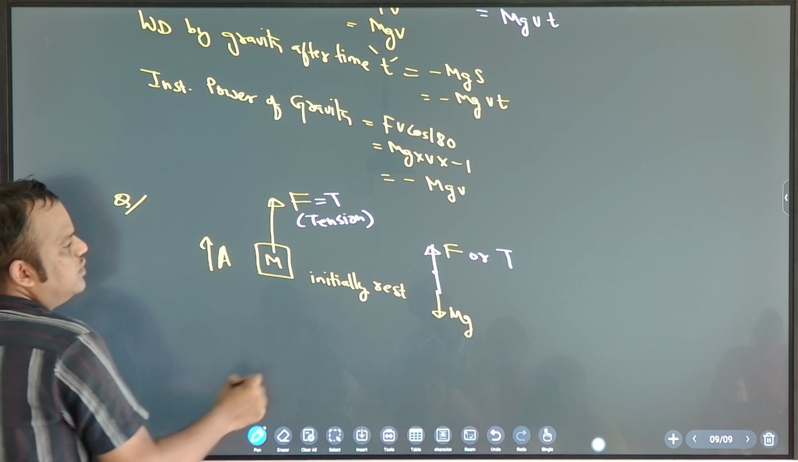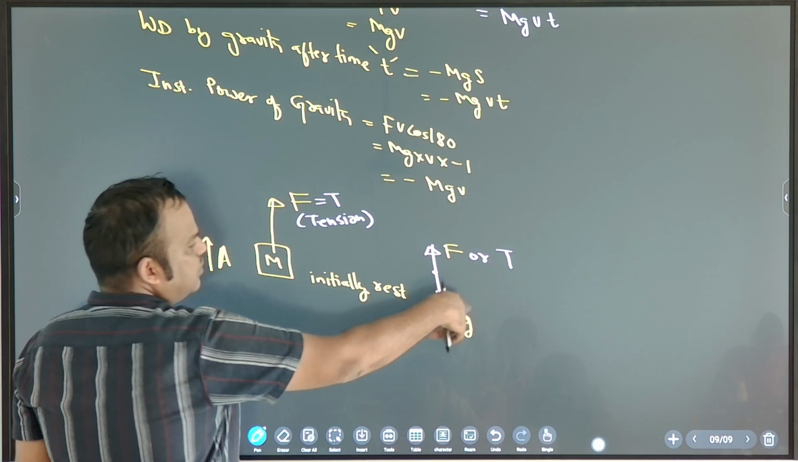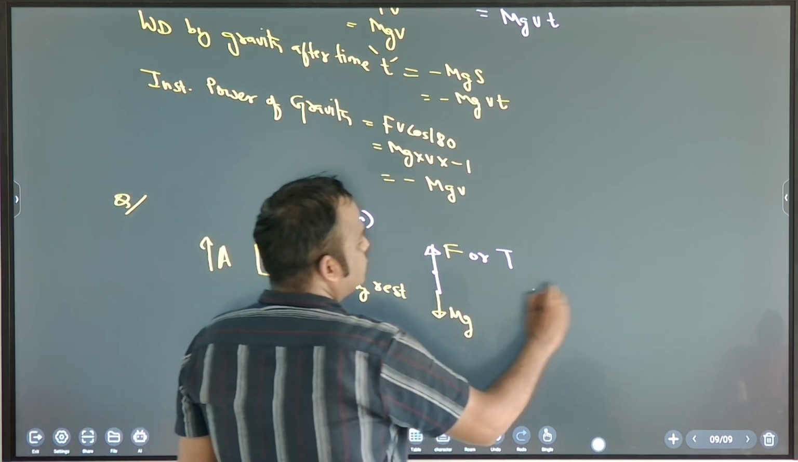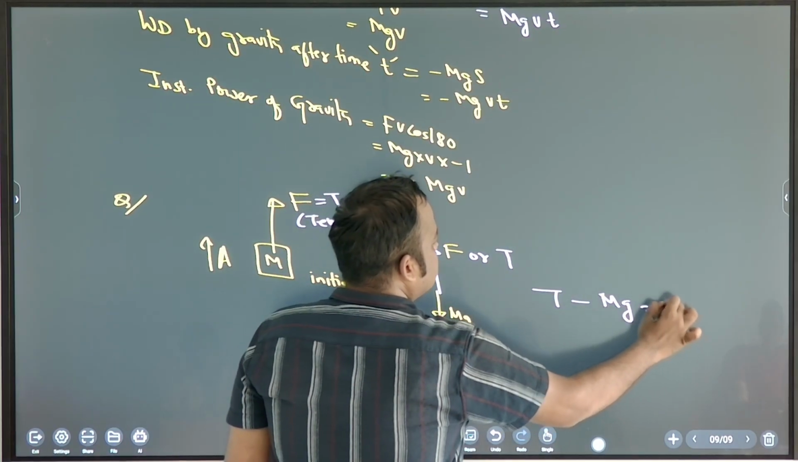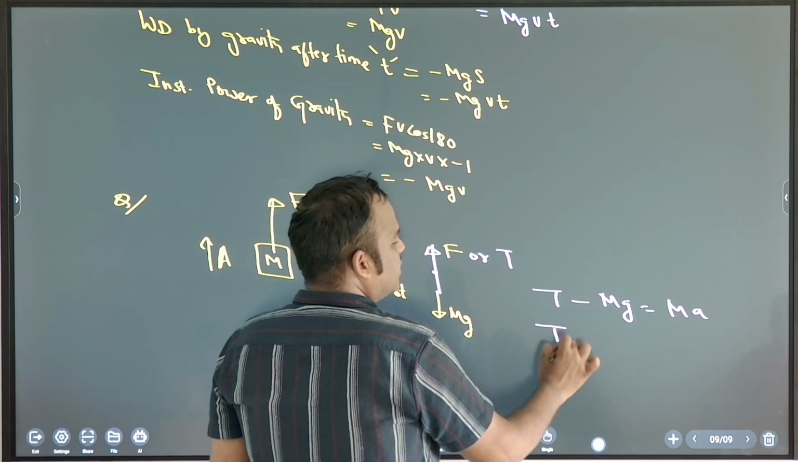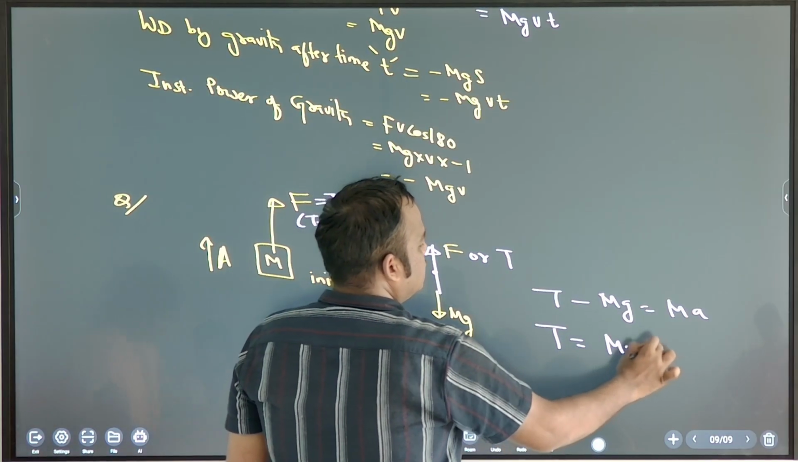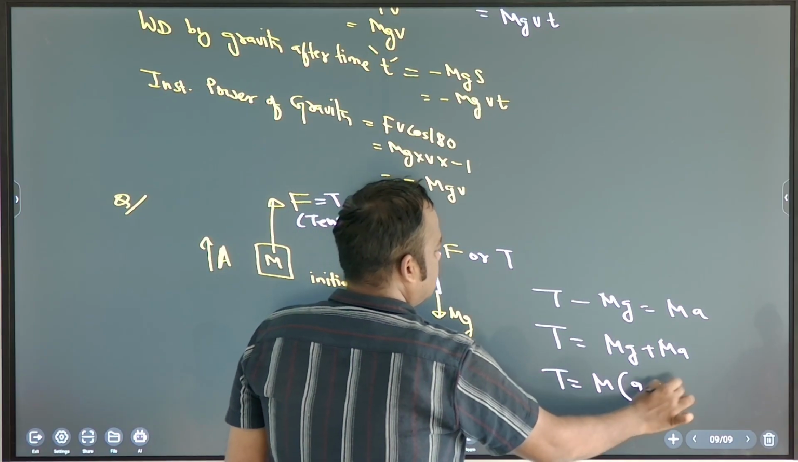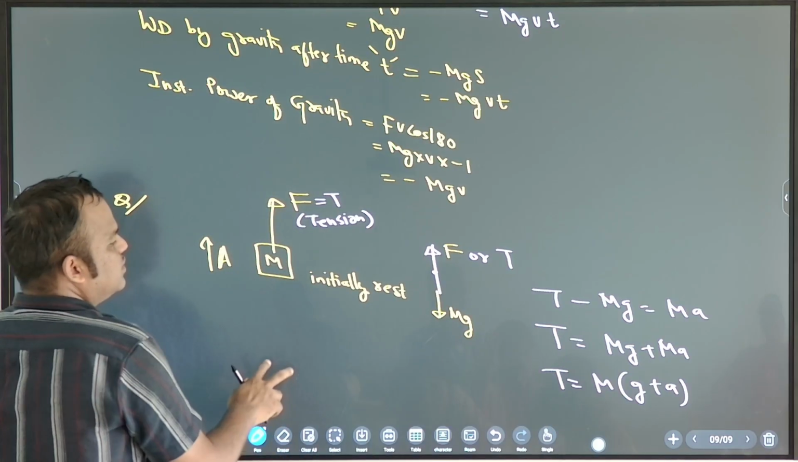Acceleration is a, so apply Newton's second law. Which is greater, T or mg? So T minus mg is equal to ma. So what is T? mg plus ma. Very good. So T, taking m common, is m times g plus a. Correct. This is the tension.